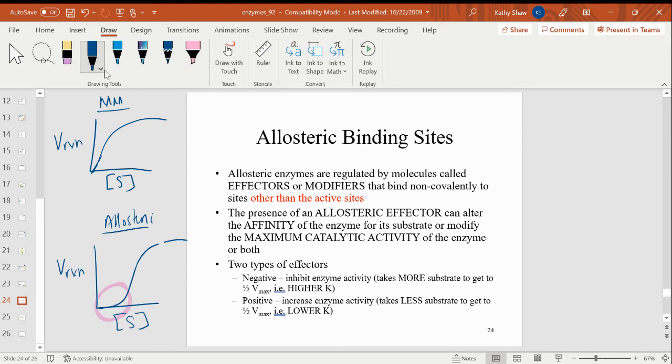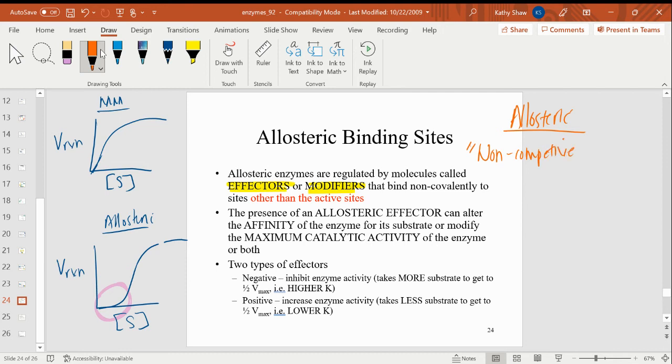So when we're talking about allosteric enzymes, we have inhibitors and activators, and we call those molecules that activate or inhibit effectors, need to know that word, or modifiers, need to know that word. So your effector or your modifier is your activator or your inhibitor. Your activator or your inhibitor binds to the enzyme somewhere other than the binding site. So they bind in a non-competitive manner.